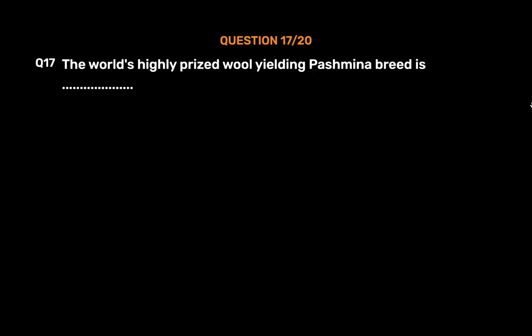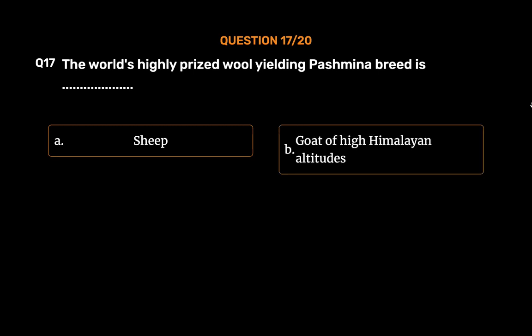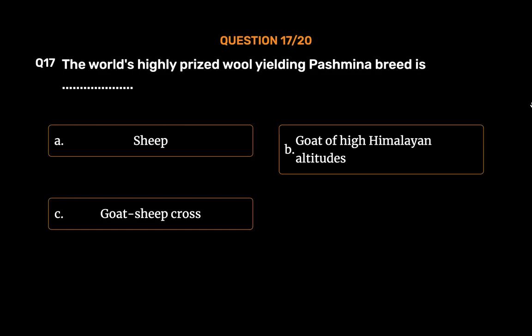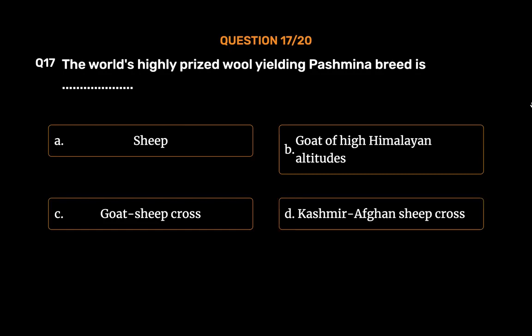Question number 17. The world's highly prized wool-yielding pashmina breed is Option A. Sheep. Option B. Goat of high Himalayan altitudes. Option C. Goat-sheep cross. Option D. Kashmir Afghan sheep cross. The correct answer is Option B. Goat of high Himalayan altitudes.